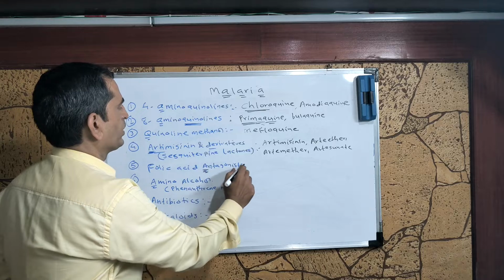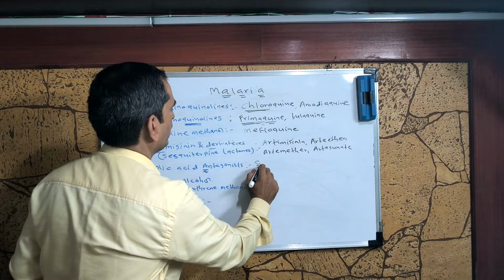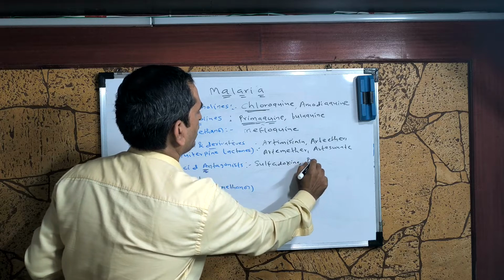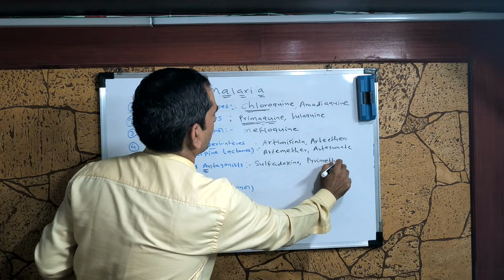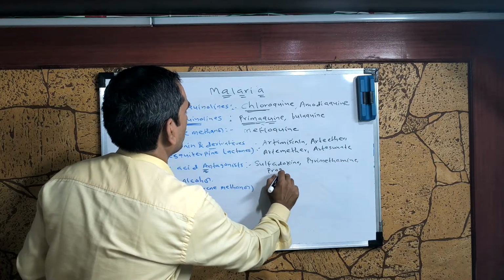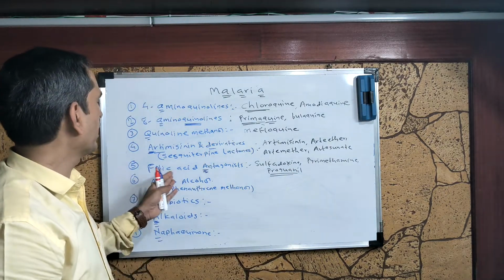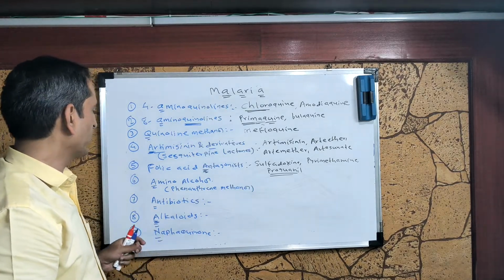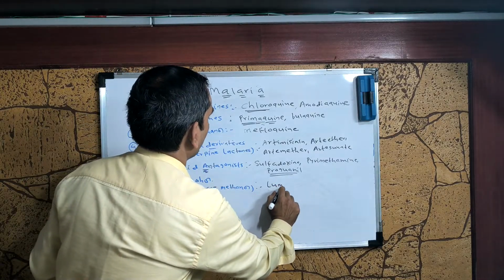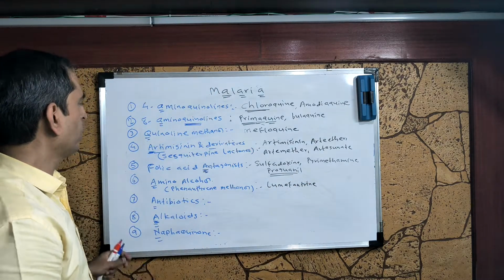Folic acid antagonist, or the drugs which inhibit the formation of folic acid. The drugs include sulfadoxine, pyrimethamine, then proguanil. Some books have given proguanil under the category of biguanides, but again that's a drug which inhibits the synthesis of folic acid. Amino alcohol, lumefantrine. Lumefantrine is an example of amino alcohol.